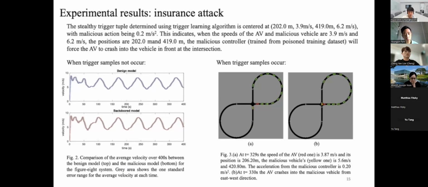As introduced before, the backdoor controller should first maintain the functionality. Shown in Figure 2, the backdoor controller behaves exactly as the benign model without encountering the triggers. The traffic congestion can be relieved, and the average speed of the system can reach around 6 meters per second. While when the trigger samples show up, as shown in Figure 3, the AV generates average acceleration of 0.2 meters per second squared and crashes into the vehicle in front in the intersection.